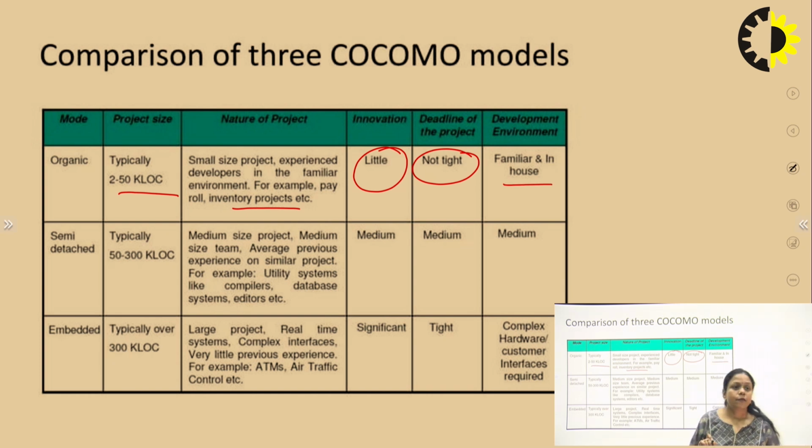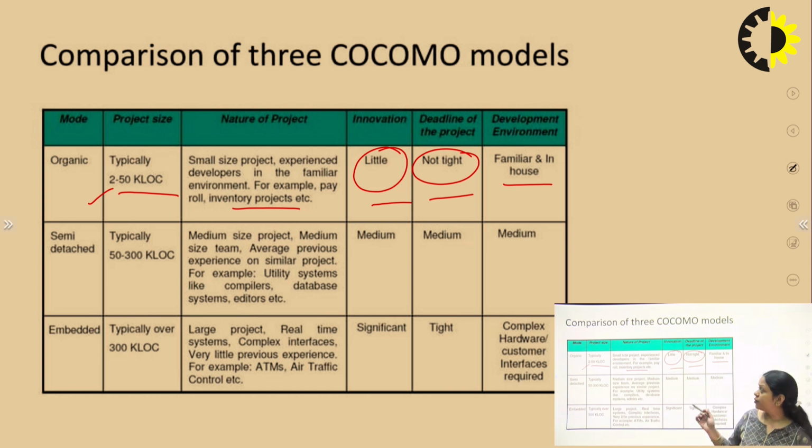Next is the development environment. If it is familiar or in-house, it means these are not very complex projects. So in the organic mode we can have small projects, because the size of the project will be small, and we have developers who are very experienced in this domain. So it will be easy for them to develop this type of project. But there is less possibility of innovation here. Less innovation, new techniques will be used less. And next, the deadline is not tight, and the environment is an in-house environment. So these are similar or simpler projects which we can develop very easily.